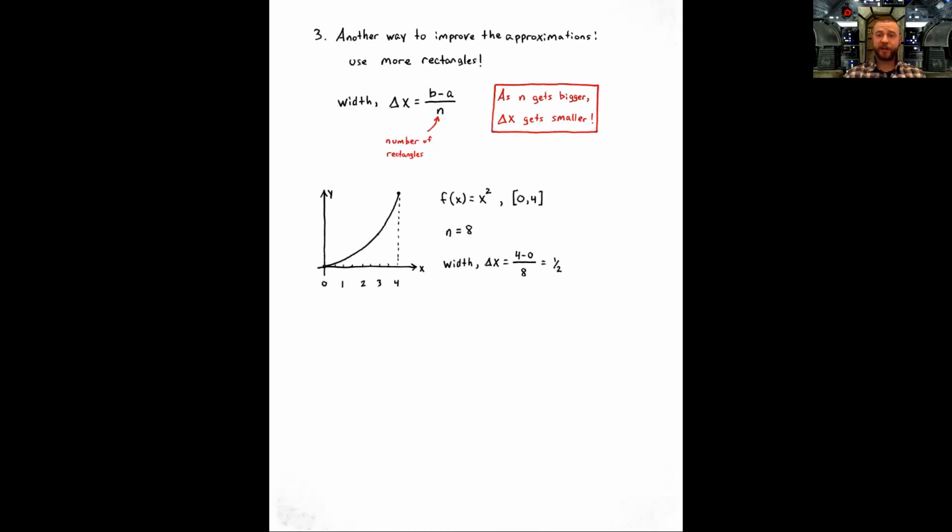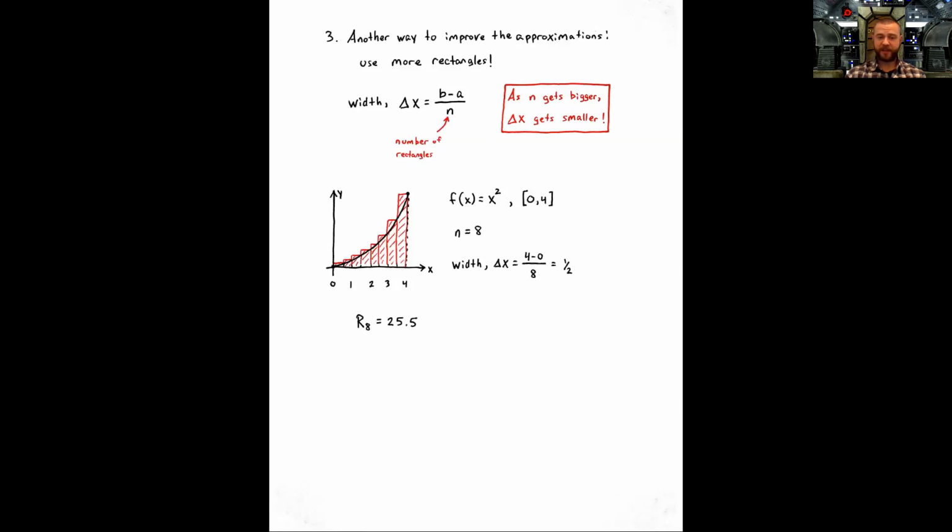Let's see that in action here. Let's say, for example 1, instead of using 4 rectangles, we double it and use 8 rectangles. This will become really tedious to do by hand, but it's worth doing once. We take our total interval of length 4, and now we're dividing it into 8 pieces. 4 divided by 8 is 1/2. That is our width, delta x. So we have 8 rectangles or subintervals, each of width 1/2 unit.